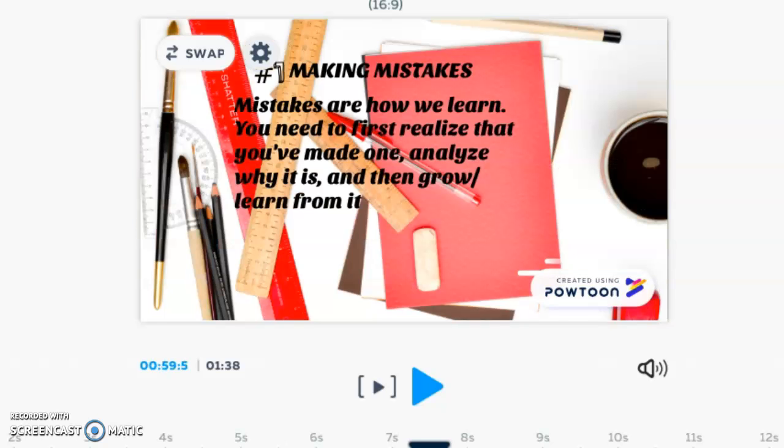So, making mistakes. I want my students to know that making mistakes is how we learn. That they need to first realize that they've made a mistake, analyze why it was a mistake, and then grow and learn from it. No one's ever learned from having everything right; mistakes are how you learn. And I want my students to know it's okay to do that, and it's a learning experience not just for them, but for everyone else watching and listening.